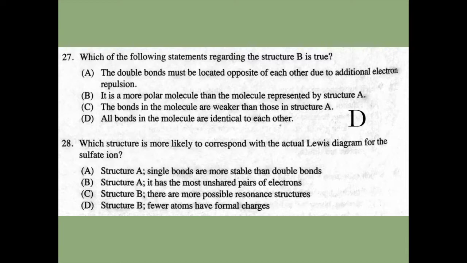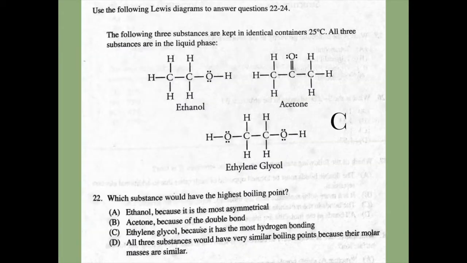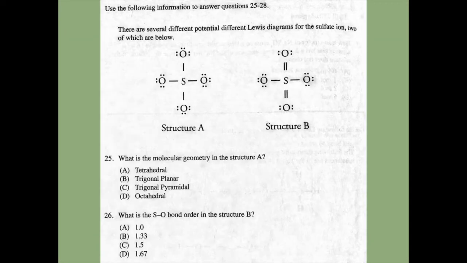Which structure is more likely to correspond with the actual Lewis diagram for the sulfate ion? Now, I'm going to go back really quickly, and we're going to look at structure A and B and determine formal charge. Remember, formal charge is the number of valence electrons minus the number of electrons that have been assigned. So if I look, for example, at structure A, at oxygen, oxygen has 6 valence electrons, so it's going to be 6 minus, I've got 6 non-bonding electrons. Okay, so I've got 3 lone pairs, so that's a total of 6 electrons, plus 1 bond, because remember, bonds count as just 1. Therefore, I have 7 electrons, so it's going to be 6 minus 7, which would give me -1. So all the oxygens would be -1.